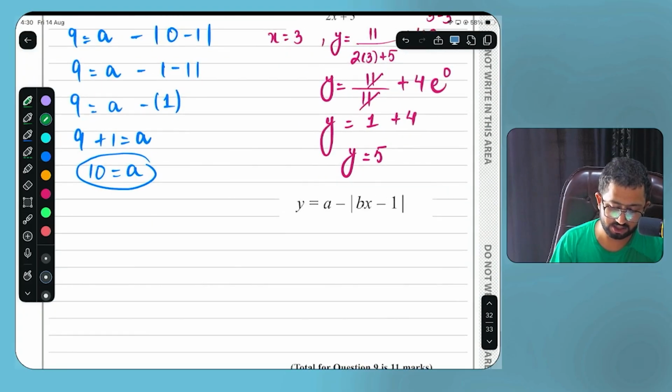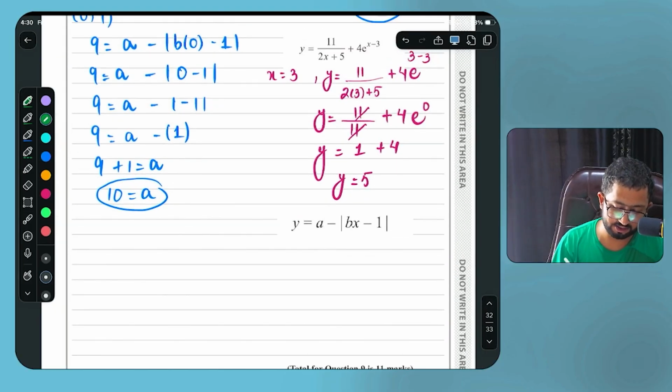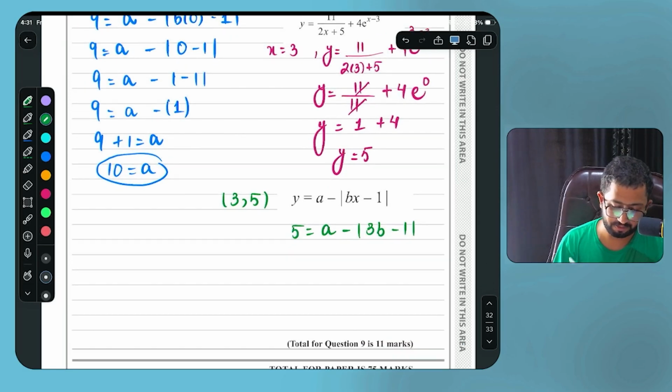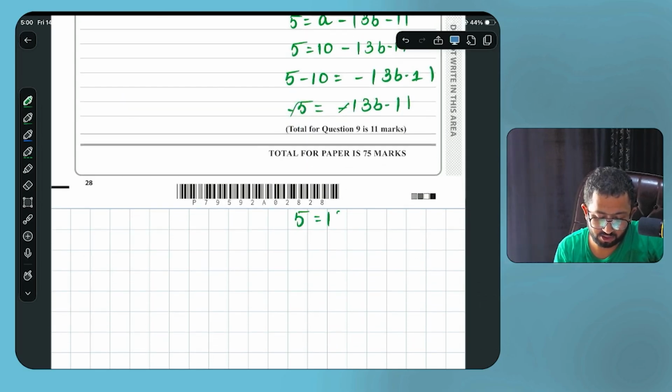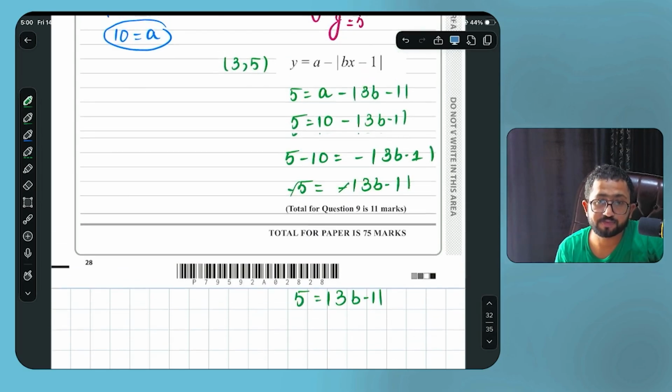Perfect. So this point also lies on curve 2. Just put this point, y is 5 and x is 3, and put the value of a as 10. Shift 10 to the other side: so 5 minus 10 equals minus modulus of 3b minus 1. Cancel out the minus signs. So 5 equal to modulus of 3b minus 1.